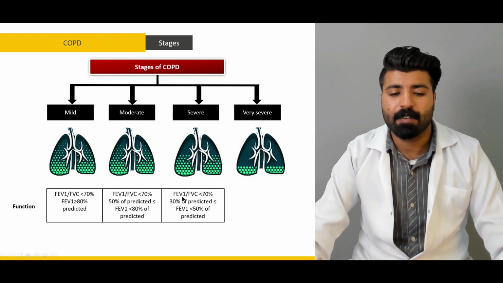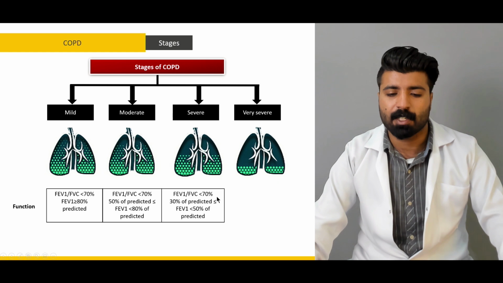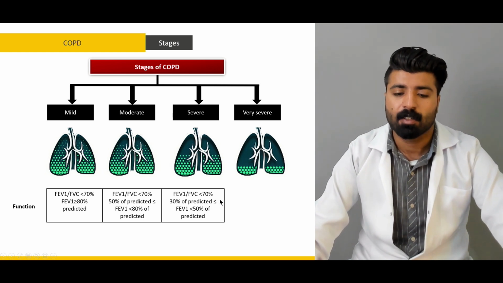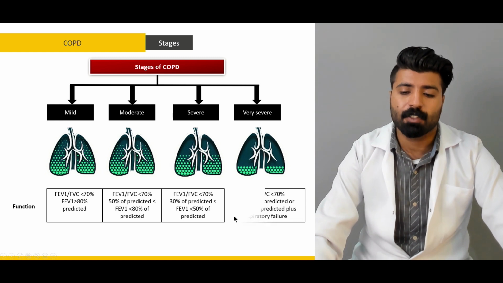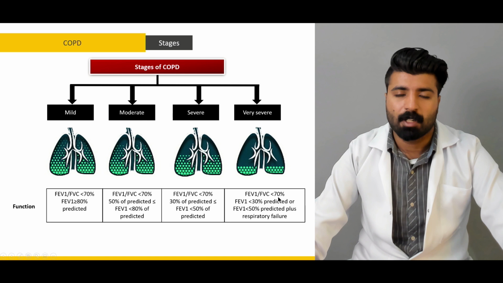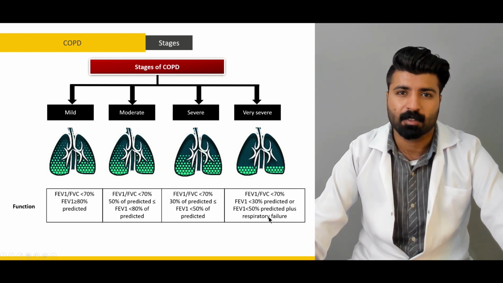In severe form, the FEV1 over FVC ratio will decrease to less than 70%, with FEV1 less than 50% of predicted. And in the very severe form, it's less than 70%, but FEV1 is less than 30% predicted, or FEV1 is less than 50% predicted plus respiratory failure. Respiratory failure will be a major part in very severe syndrome. So we have to decide all of these on the basis of pulmonary function tests. And we discussed them in detail, so you might know the values by now.